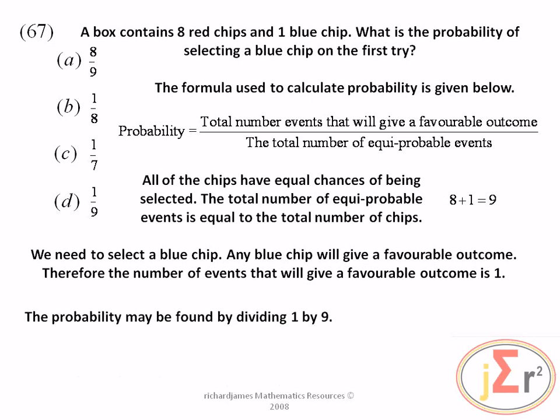So the probability may be found by dividing 1 by 9. So total number of events that will give a favorable outcome? Only 1. Total number of equiprobable events? All of them together will be 9. So it is going to be 1 over 9. And that is represented by option D.